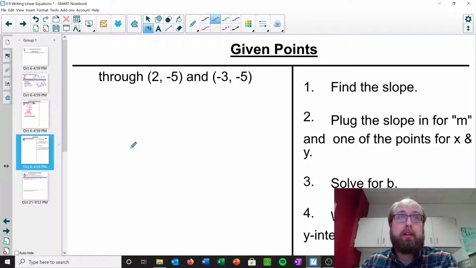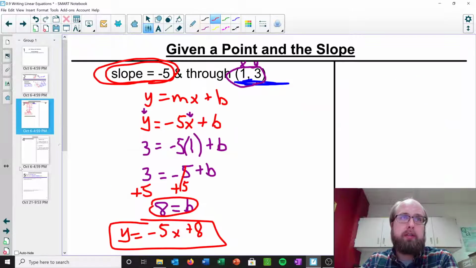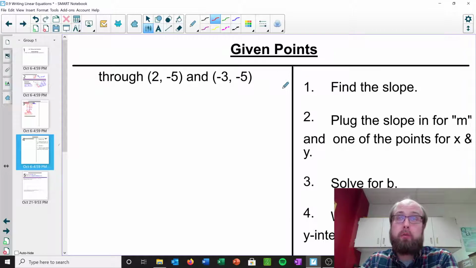All right, welcome back. So the next kind of problem we're going to see is we want to write the equation of a line, but rather than being given either the slope or the y-intercept, we're just going to be given 2 points that line goes through. Okay? So what are we going to do in this case? Well, what we can do is, again, just find the information we need. What is the information we need? We need the slope and we need the y-intercept. Okay? And so we're going to go ahead and we're going to find that information.